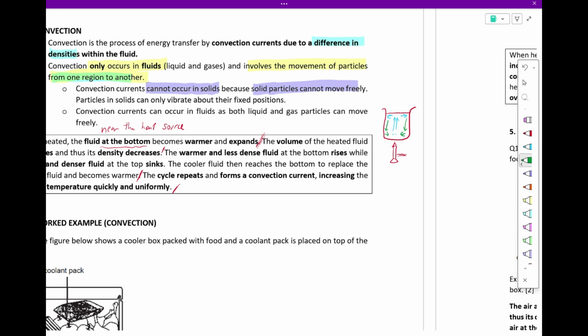Now, if you notice, I said cold water. That's actually wrong. My bad. It's cooler fluid, because it's actually the same temperature as the rest of the water. It's just that compared to the hotter heated fluid, it is colder.